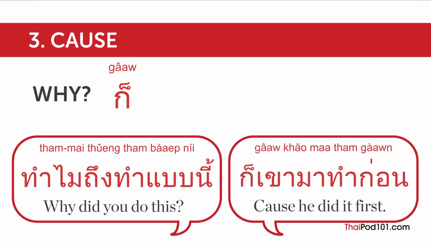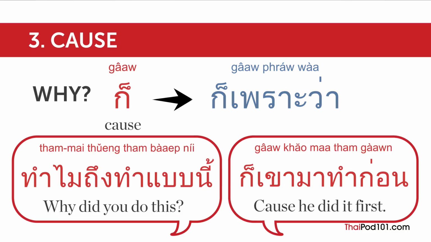The most common meaning to English is probably cause, the short form of because. Go is the shortened form of ก็เพราะว่า equivalent to because. In an informal sentence, we only use go at the beginning of the sentence to say because. Pretty interesting, right?